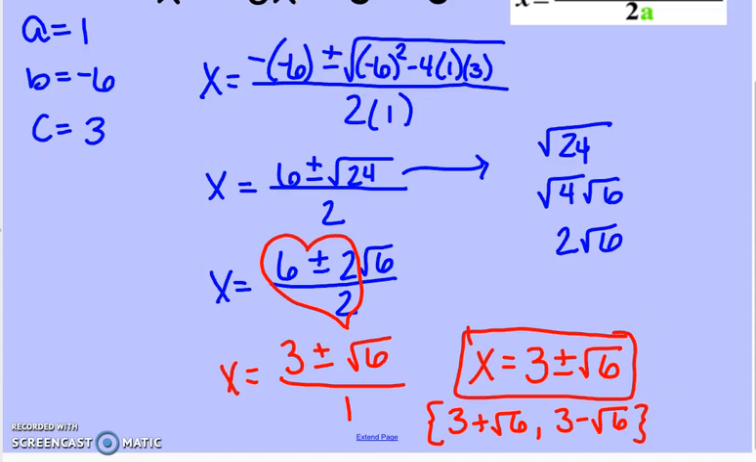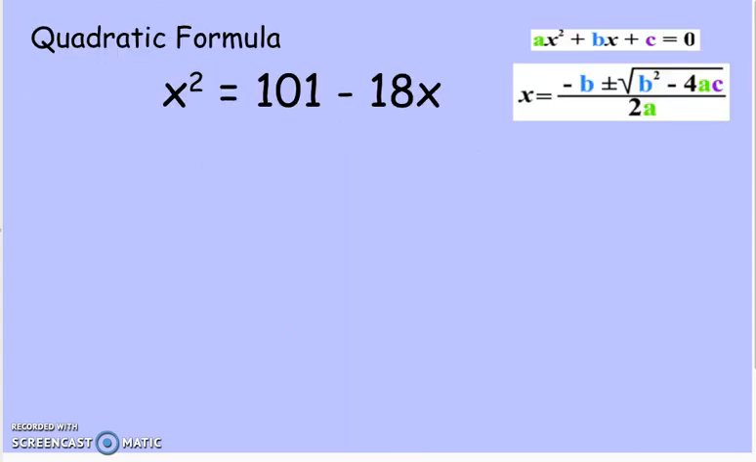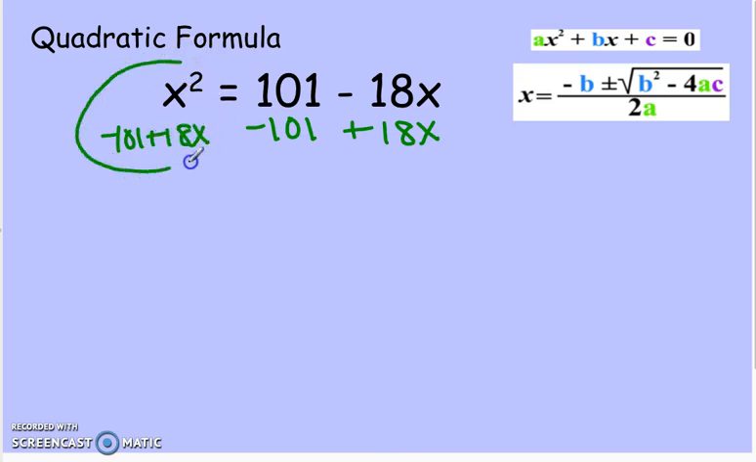Now I know this has already been more than 10 minutes, but I want to do one more example. I'm going to do it quickly, and then you can pause it if you need to copy it down. First thing we want to do here is get this in standard form. So this is the tricky part here. We need to minus the 101 and add the 18x to both sides, and then put it in standard form. Okay, so take these three terms and write them in standard form.